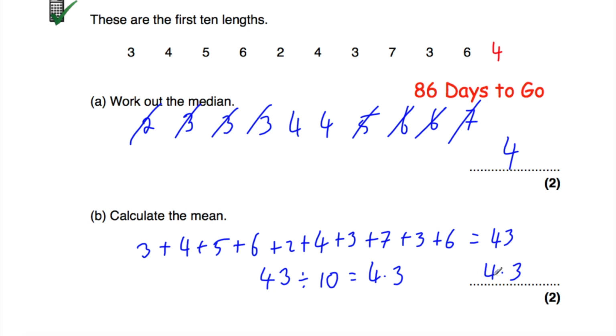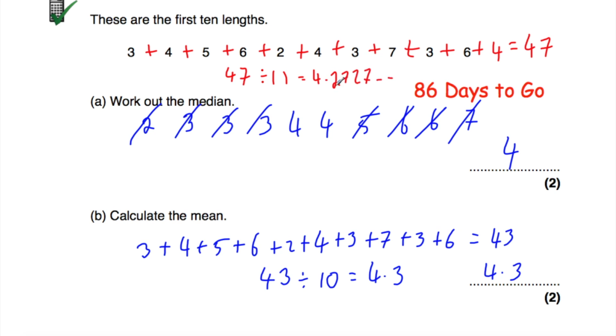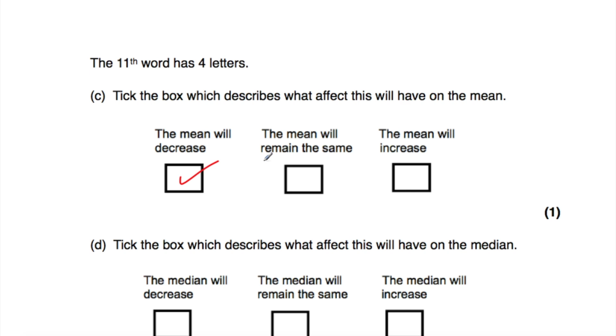So the mean at the minute is 4.3. We're now going to add up those numbers and divide by 11. Adding up the first 10, we know that's 43. And then adding on 4, that'd be 47. Now we need to do 47 divided by 11, which is equal to 4.2727 and so on. As you can see, 4.27 and so on is going to be smaller than 4.3. So the mean will decrease. And that makes sense. If the mean was 4.3, and you've got an 11th word with 4 letters, that's going to bring the mean down.